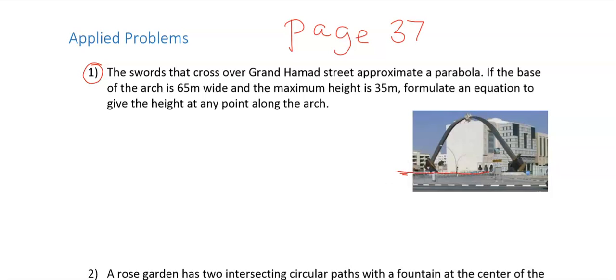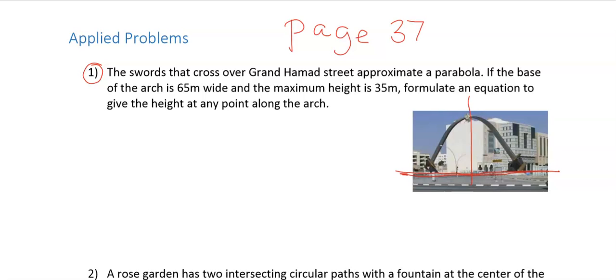Here's your ground. We're going to assume the ground is right on the bottom of this parabola. Think of that as your x-axis. It approximates a parabola. If the base of the arch, where the street is, is 65 meters wide, and if the maximum height, that must be our vertex right there at the very top, is 35 meters, formulate an equation to give the height at any point along the arch.